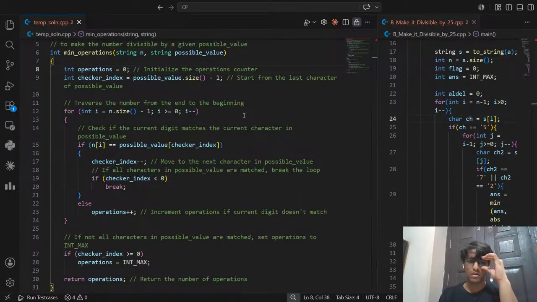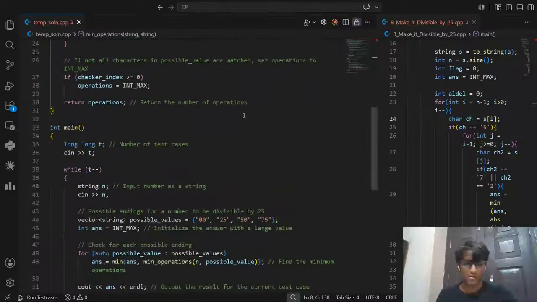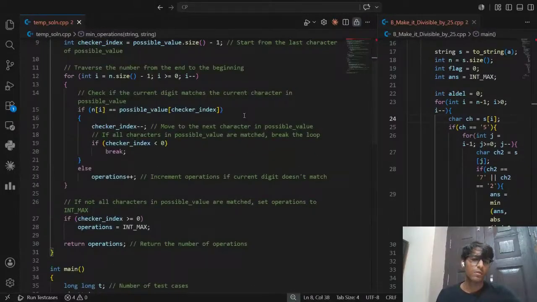Checker index is basically the possible value checker index, and then checker index minus minus.